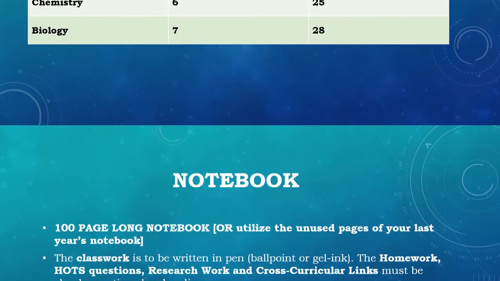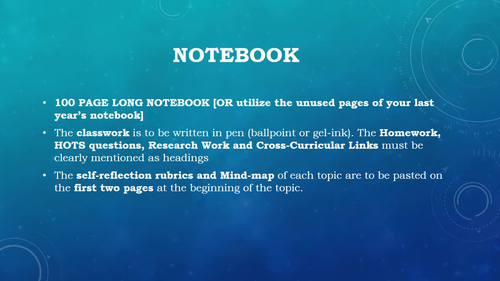The next thing is the notebook. Now usually we have a 100-page long notebook. If you have a new 100-page long notebook, you may start using it for chemistry. If you don't have it, then please utilize the unused pages of your last year's notebook.